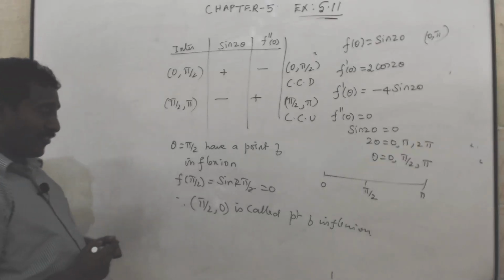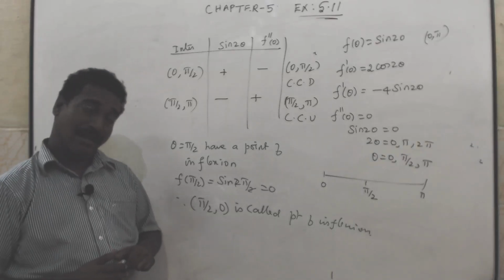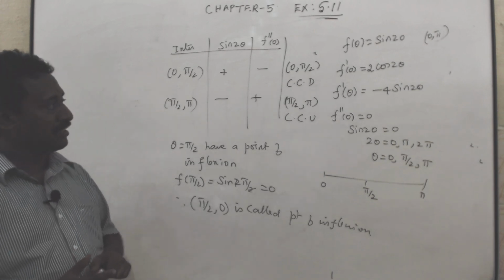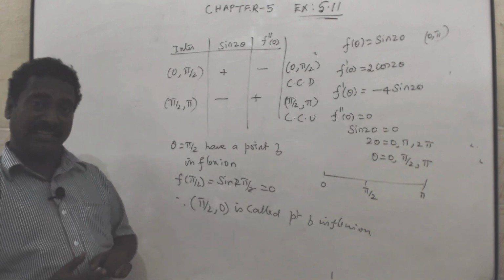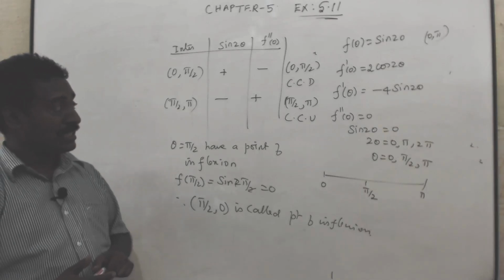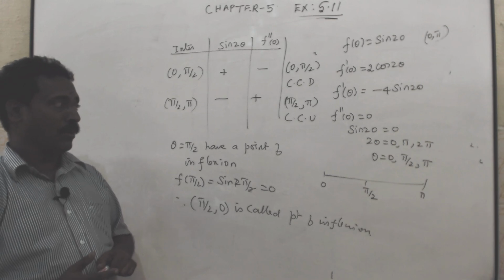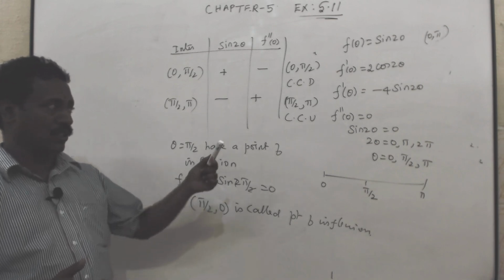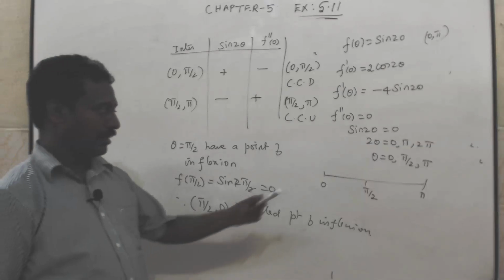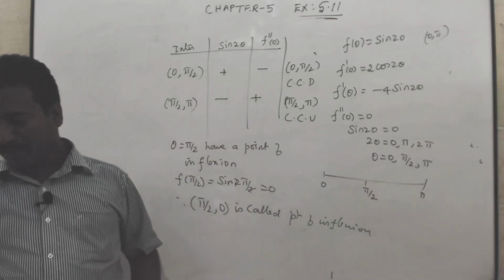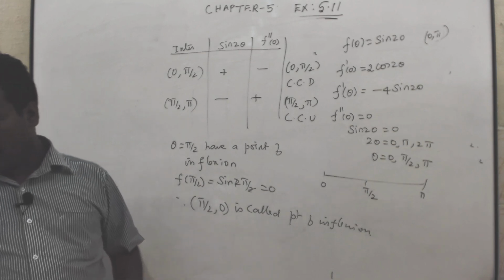Listen again. F of theta, f dash of theta, f double dash of theta. F double dash of theta equal to 0, sin 2 theta equal to 0, 2 theta equal to 0, pi, 2 pi, theta equal to 0, pi by 2, pi. Draw the number line, identify the intervals. Positive means concave up, negative means concave down.